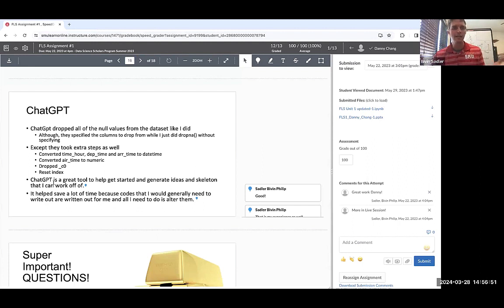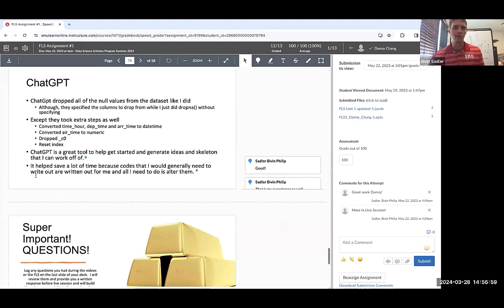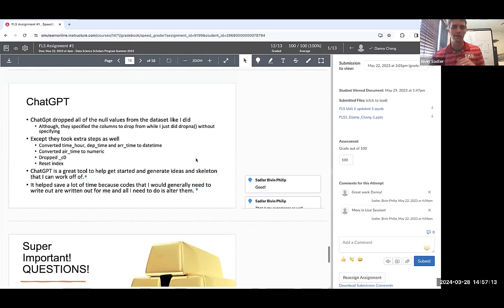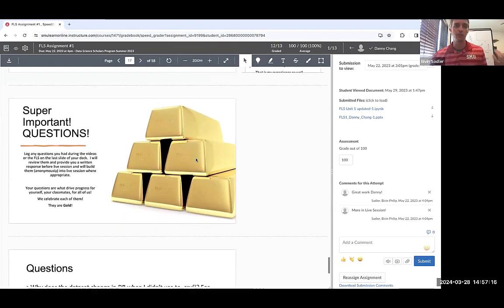At the end of the day, he thinks ChatGPT is a great tool. It didn't tell him the answer, but helped get him started, generate ideas and skeleton code that he can work off of. It helped save a lot of time because the code generally needs to be written out for me, and all I need to do is alter it, not just take it at face value. And he knows how to alter it because he spent the time doing it in the past. So it's very much a collaborator instead of something to really lean on.